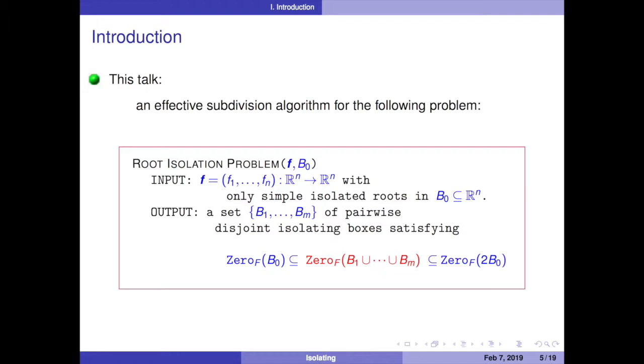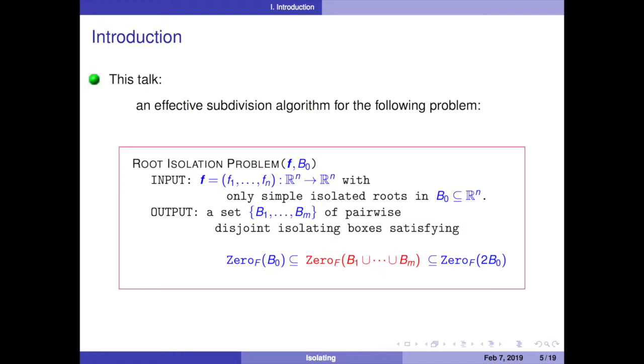So you have your output B1 to Bm, and they are isolating. But this B1 to Bm might go outside B0. That's right. But they won't go beyond 2B. Sorry, I got mixed up. B0 is special. B0 is the input. It's the input region of interest.